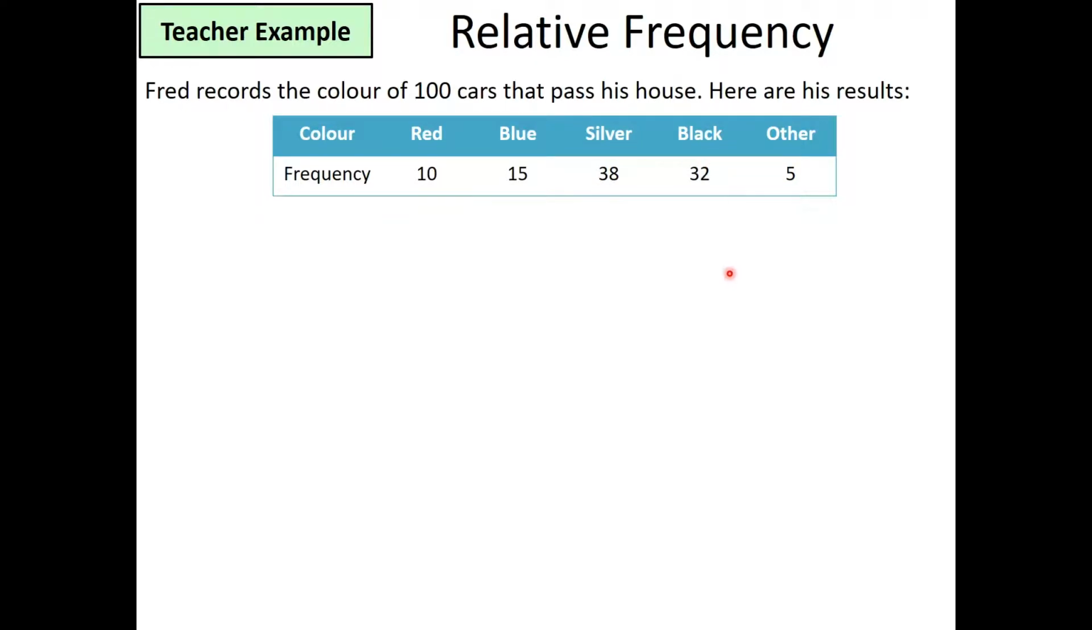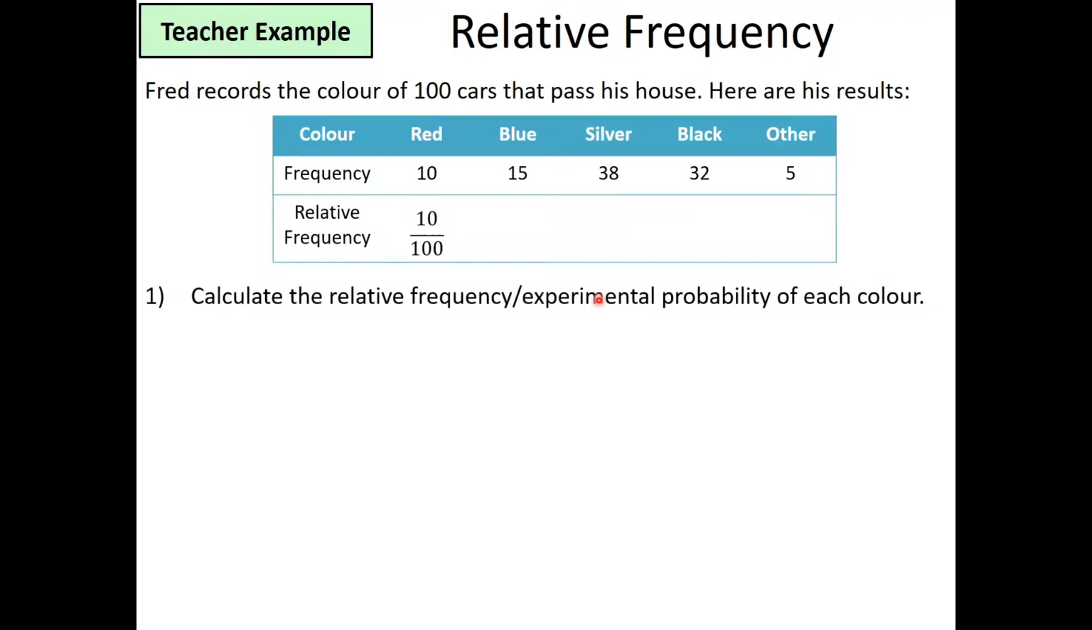Altogether that is 100. So let's first work out our fractions. So the fractions would be 10 out of 100, 15 out of 100, and so on. Calculate the relative frequency, or experimental probability, it's the same thing, of each colour. So you can turn that into a decimal, and there's your answer really. 0.1, 0.15, 0.38, 0.32, and 0.05. So I've worked out my relative frequencies.